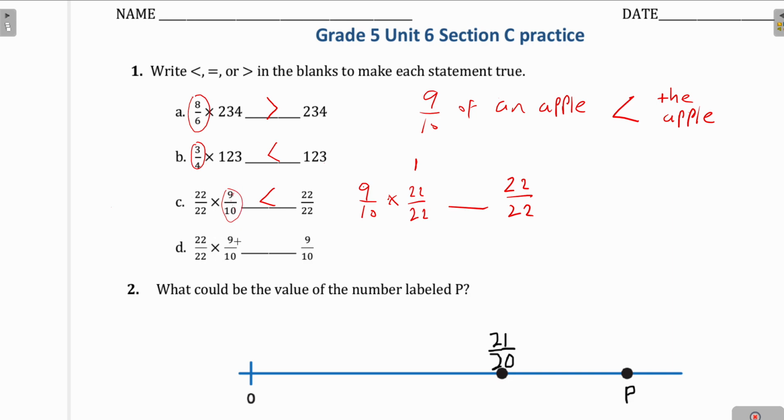So let's do the next one. So you have 22 out of 22 times 9/10, and we're comparing it to 9/10 now. Because the comparison is to 9/10, we analyze this one right here, 22 out of 22, and we already know that 22 out of 22 is 1 whole. So 22 out of 22 equals 1. And 1 times 9/10 is going to be equal to 9/10. All right, let's go to the next one.